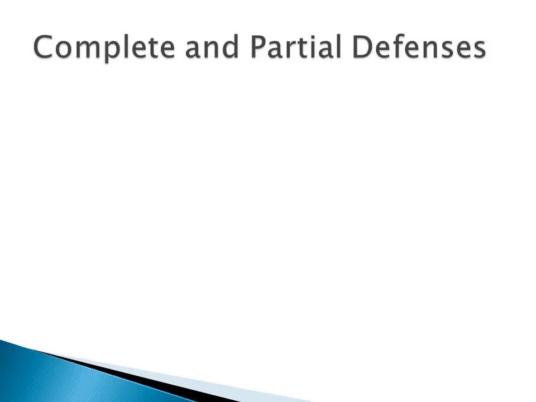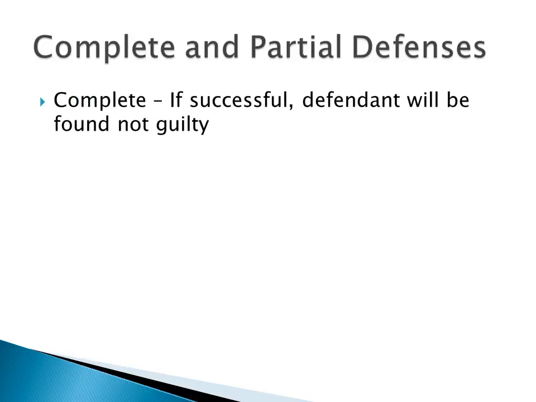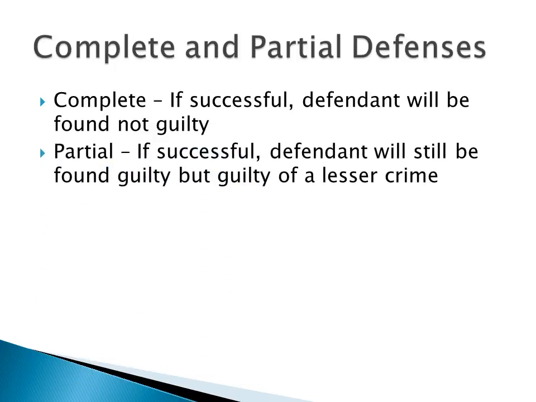Defenses can also be divided into two other broad categories, complete and partial defenses. A complete defense, sometimes also called a perfect defense, is a defense that will result in an acquittal if the defendant is successful. So if the defendant shows that he or she acted in self-defense, for instance, then they will be found not guilty. A partial or incomplete or imperfect defense is one that does not result in an acquittal, a not guilty verdict, but may reduce the defendant's responsibility down from a higher crime to a lower one.